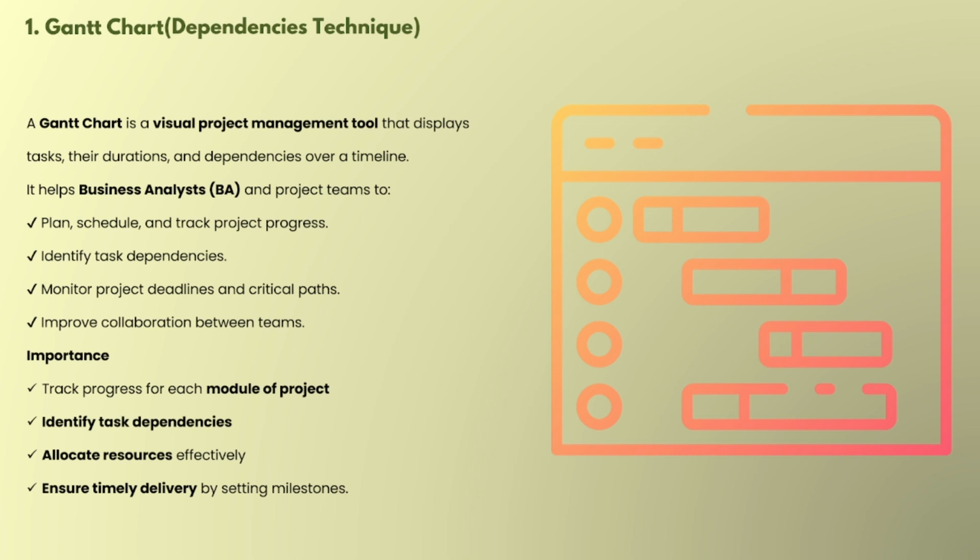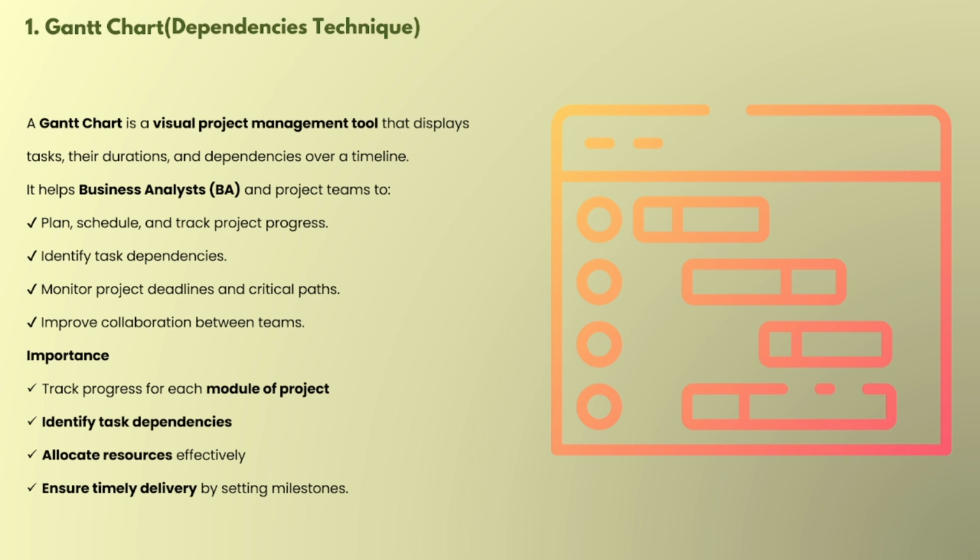Then identify task dependencies. It helps us figure out what needs to be done first, like completing the loan eligibility rules before starting the loan approval workflow. In short, what I am trying to tell you is that it helps us decide which workflow or module should come first and which comes later, using this particular chart.